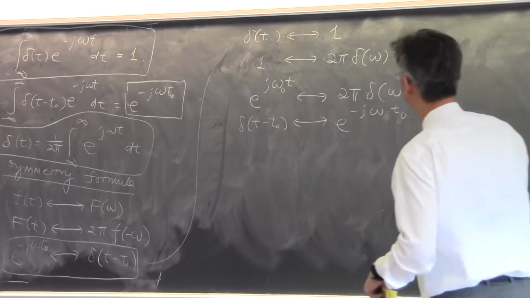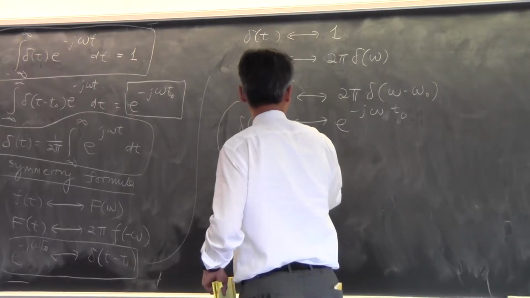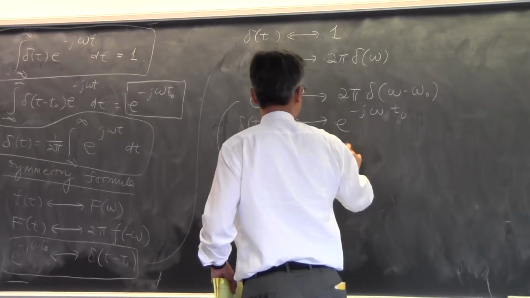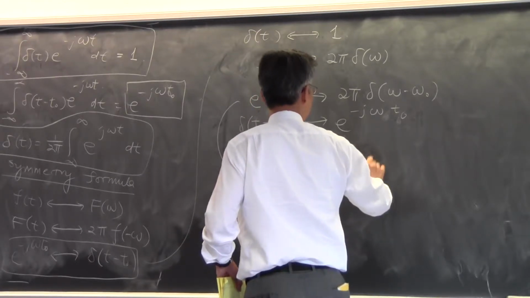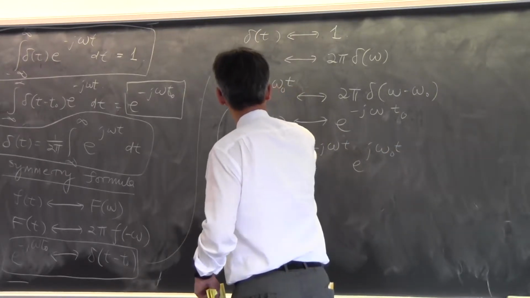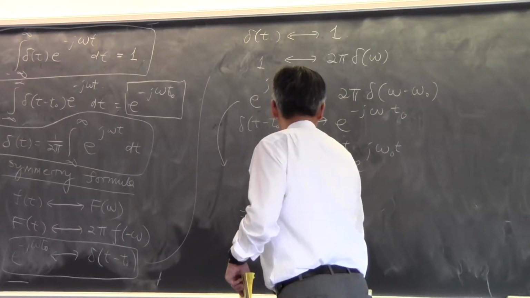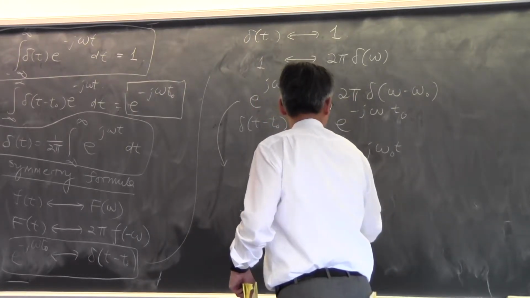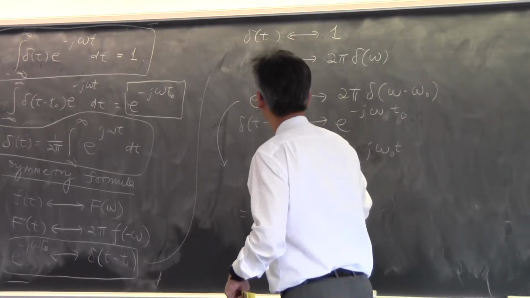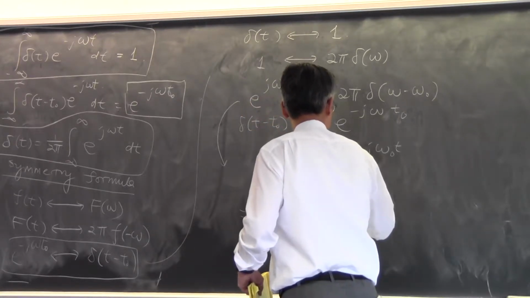Okay, so if I were to find the Fourier transform of this, then what I would do is multiply by dt e to the minus j omega t times e to the j omega naught t, and integrate from minus infinity to infinity. And if that is the case, I have dt e to the j omega naught minus omega t.